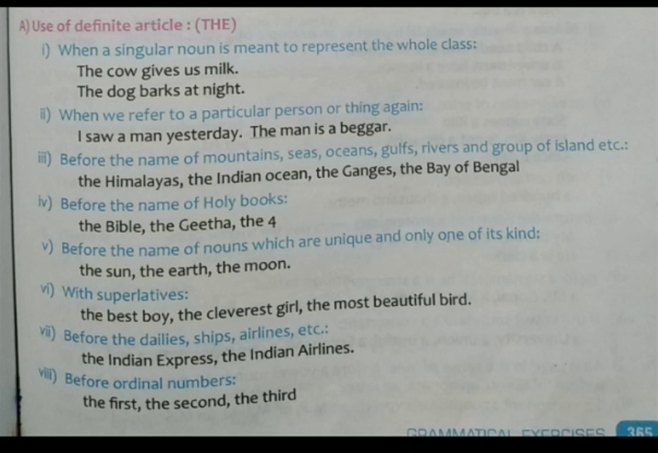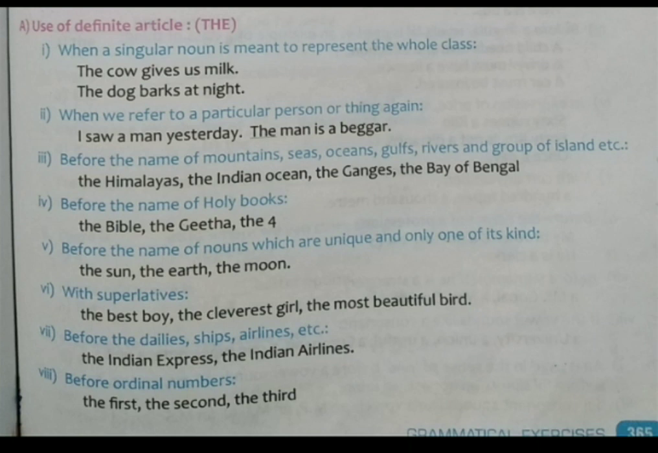the. Here some examples are given there. The best boy, the cleverest girl, the most beautiful bird. Okay, so these all are superlative degrees. In superlative degrees you have to use the definite article the. Then before the dailies, ships, airlines, etc. Dailies means newspapers. Okay, when you are telling about any newspaper or name of a ship or airlines, for all those things you have to use the definite article the: the Indian Express, the Indian Airlines. Okay, got it, children?